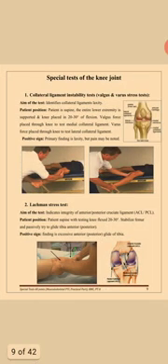Special tests for knee joint. Collateral ligament instability test. Valgus and varus test. Aim of the test: identifies collateral ligaments laxity.